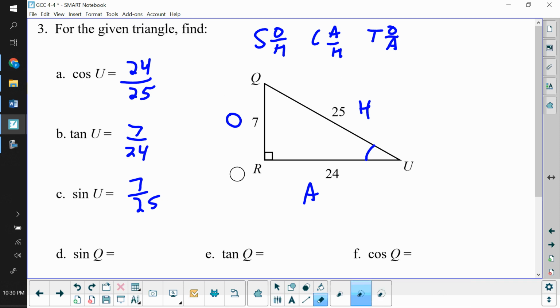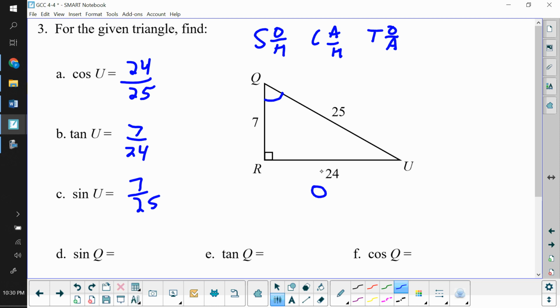On the bottom, we're switching angles, so we need to erase our O, H, and A because that's going to switch up some. The hypotenuse always stays the same, but from Q, this is now opposite because it's straight across the triangle. This is our adjacent because it's next to but not the hypotenuse, and this is the hypotenuse. So from Q, sine should be O over H. Well, that's just 24 over 25.